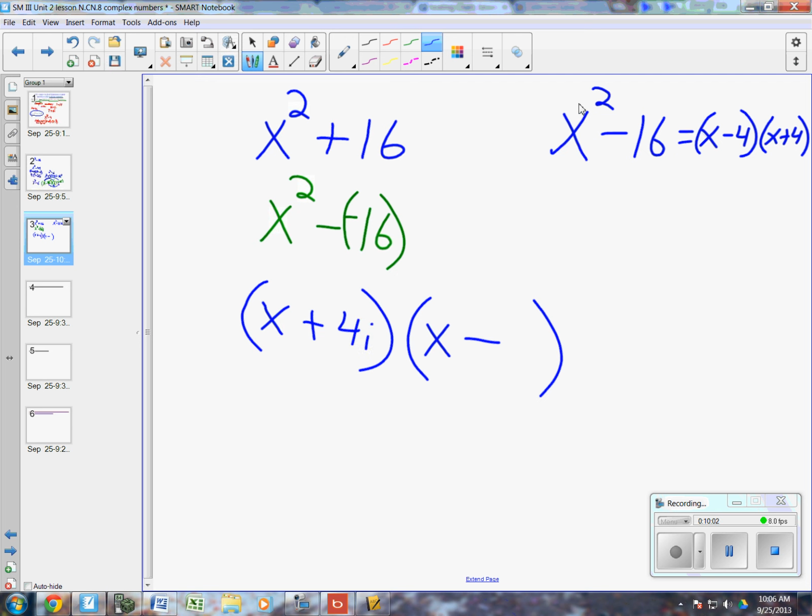Because remember that 4i times 4i is equal to 16i squared. And what is i squared equal to? We learned that last year. What's i squared equal to, you guys? What? Negative 1. Everybody write this down. i squared equals negative 1. Everybody write that down in your notes. Some of you have forgotten that since last year. i squared is equal to negative 1.